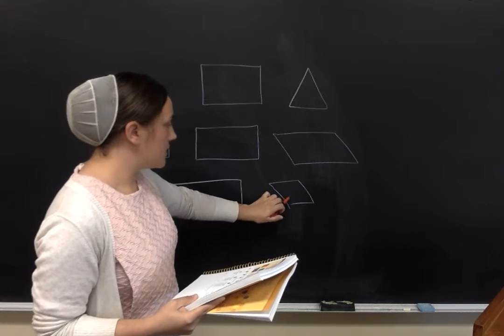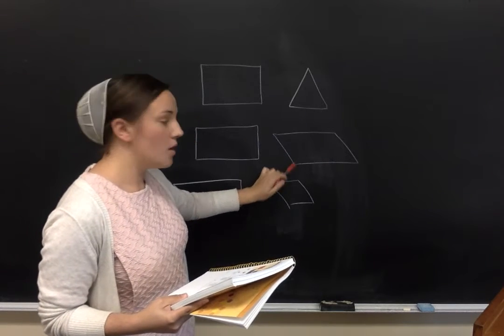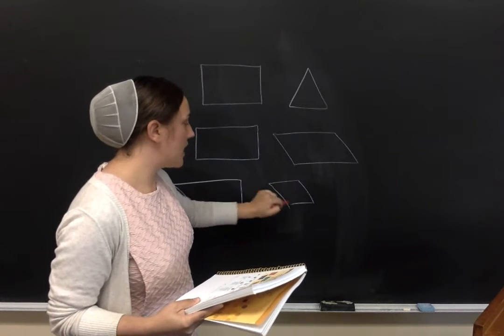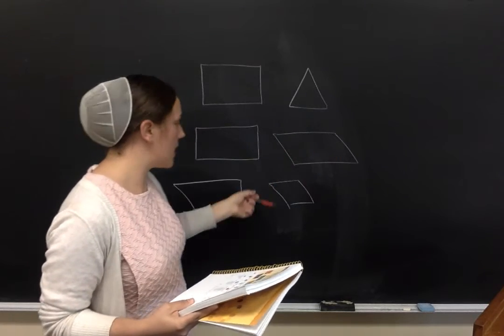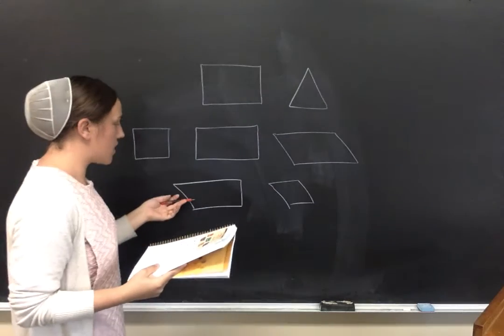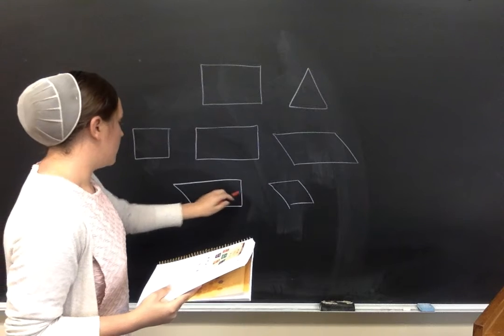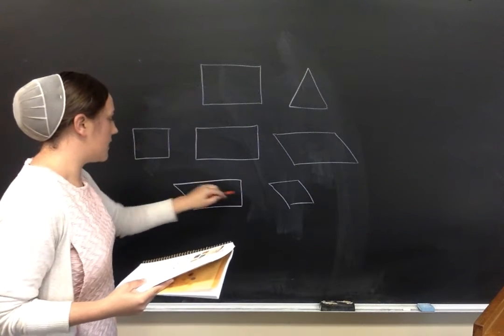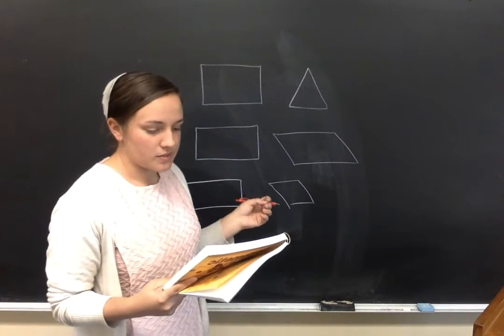Next, we have a rhombus. A rhombus is kind of the same as a parallelogram, but each side is the same length. So a parallelogram has 2 sets of parallel sides. A rhombus, every side is the same length. Then we have a trapezoid. Trapezoid only has 2 parallel sides. As you can see, the 2 end sides here are not parallel. So that is called a trapezoid.